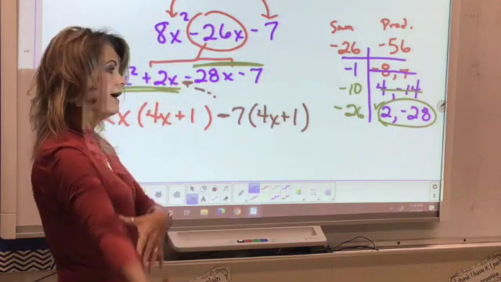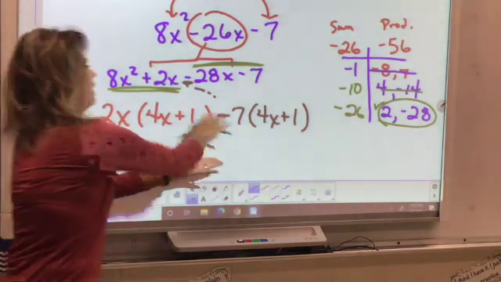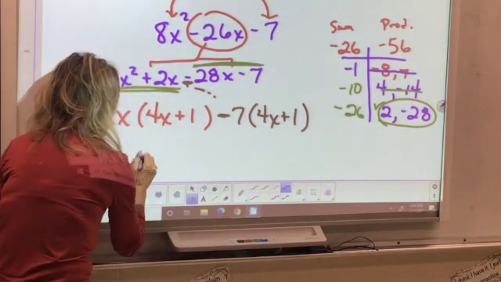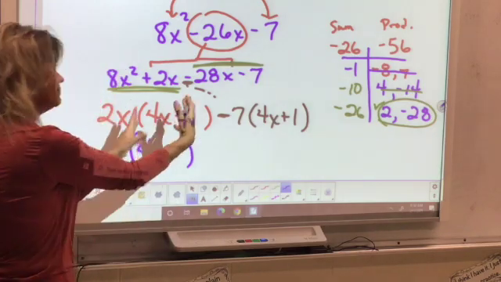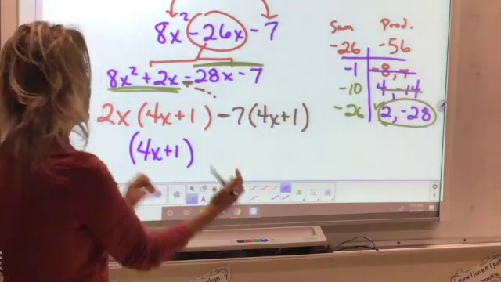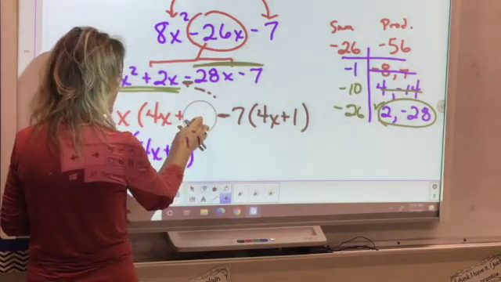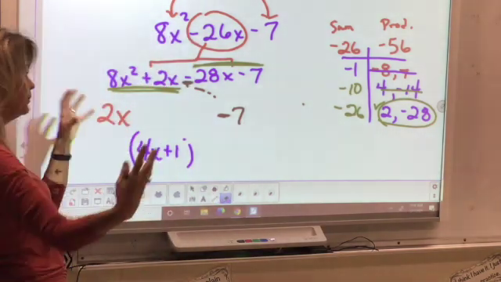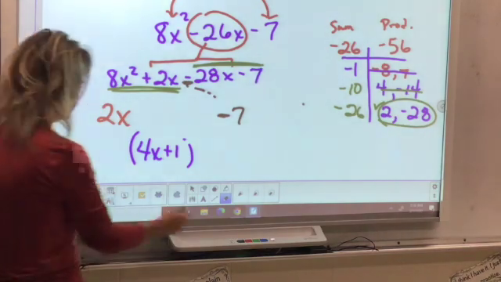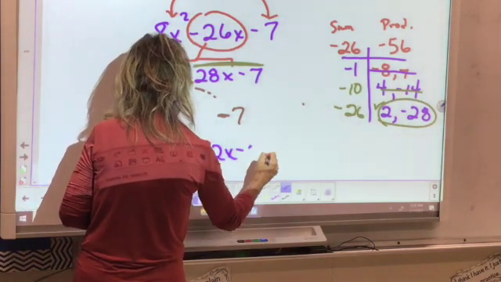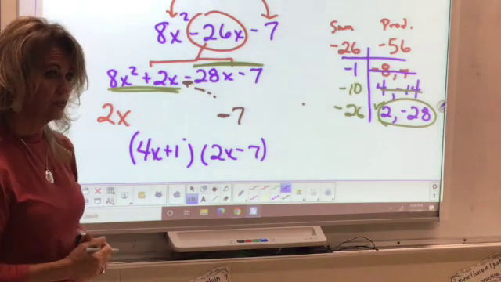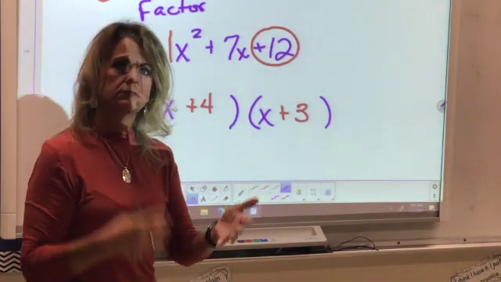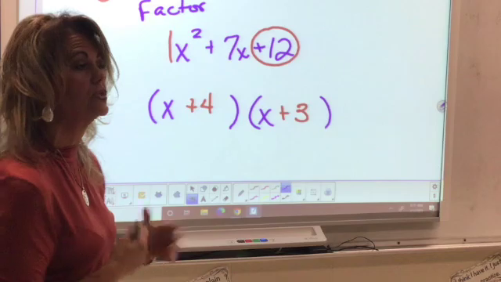Positive 1. Now I'm going to step back. Do you see anything alike right here? What do you see that's alike? So I'm going to write down that 4x plus 1. And what I do is I'm actually pulling that out. I'm factoring it out. So technically, this is now gone because I factored it out. It's right there, yes? Now I'm going to push together what's left. What's left? 2x minus 7. And 2x minus 7. And I just factored that, yes? Right?